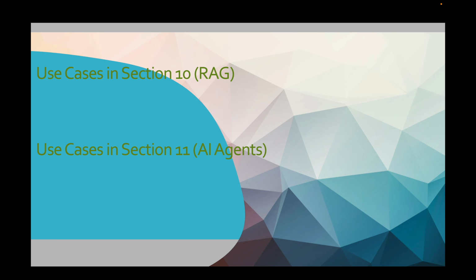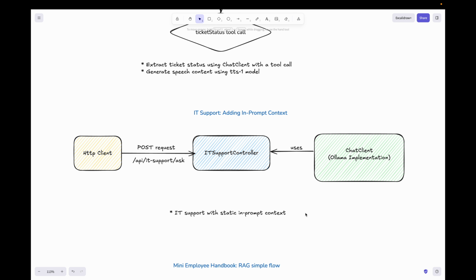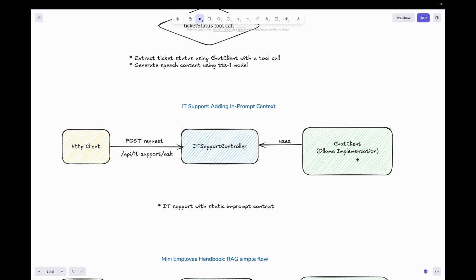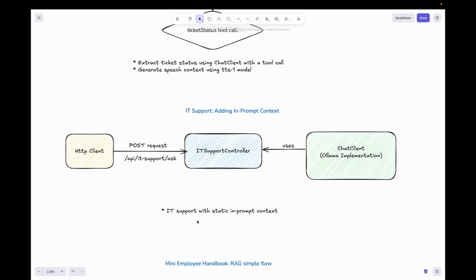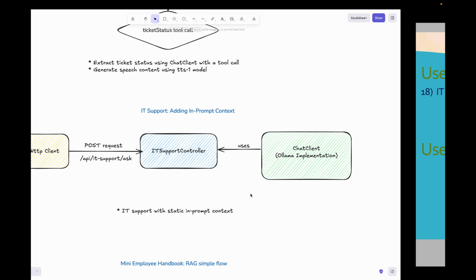Then in section 10, the RAG section, I will first start with an IT support use case to introduce in-prompt context, which is also called prompt stuffing. Here I will use the Ollama implementation of chat clients of Spring AI and create an IT support endpoint, an IT support model with a static in-prompt context.